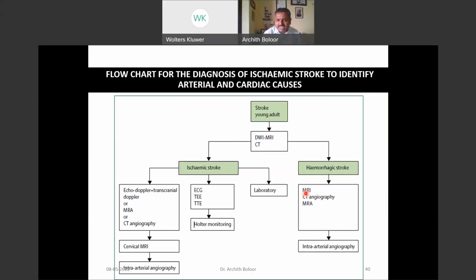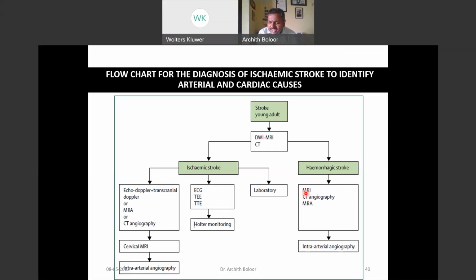Once we have arrived at a diagnosis, the protocol for management is similar to what it is in elderly stroke. So you would want to do an MRI, a diffusion weighted MRI, to rule out ischemic stroke. For a hemorrhagic stroke, a CT would suffice. And once you've diagnosed a hemorrhagic stroke, you would do an angiography. Once it's an ischemic stroke, you would want to see whether it's thrombotic or embolic.